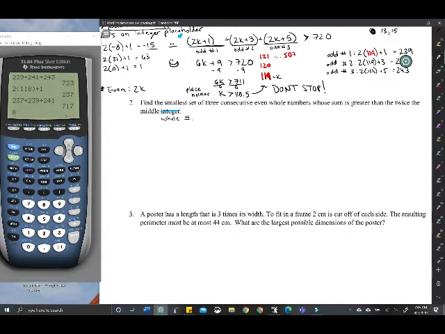So 3 consecutive even whole numbers means I'm going to have even 1 plus even 2 plus even 3. And what does it say? Sum is greater than twice the middle whole number. So their sum is greater than even 2 and 2 times that.